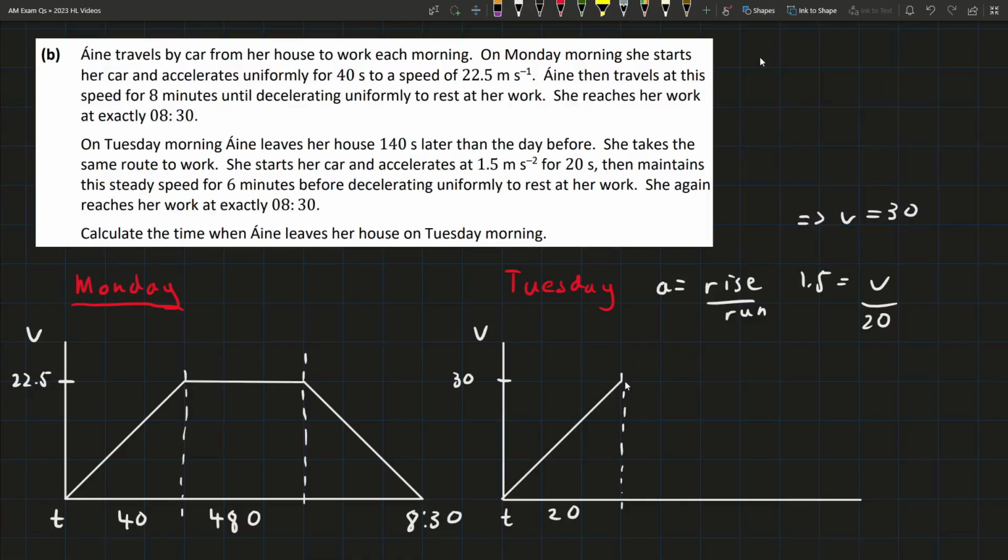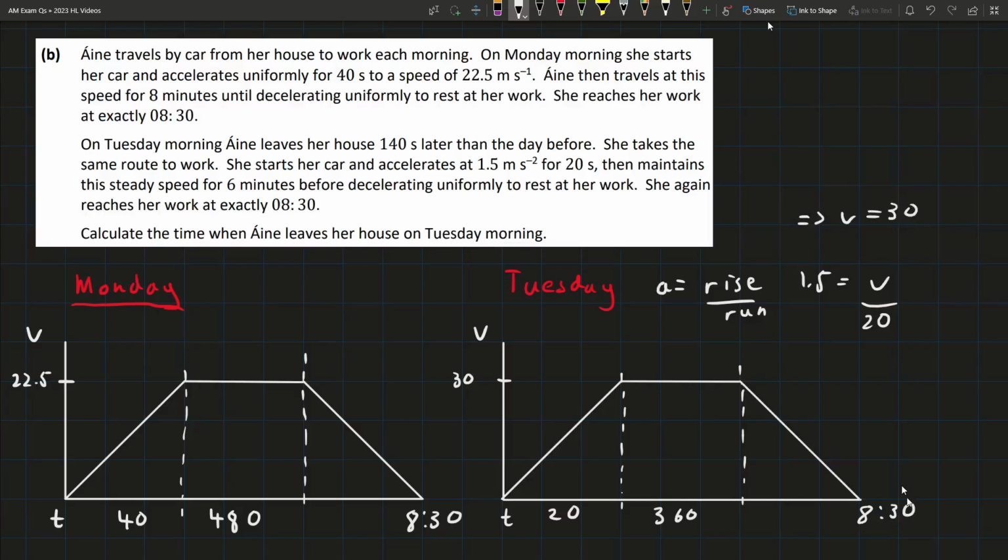She maintains it for 6 minutes. 6 minutes is 360 seconds. And then she decelerates uniformly to rest. Again, we don't know how long that takes or the rate at which she does it. But we know that she'll get there again at 8:30 exactly.